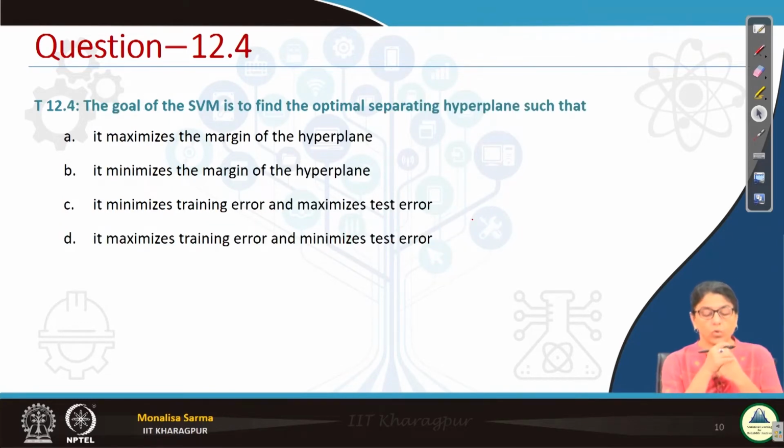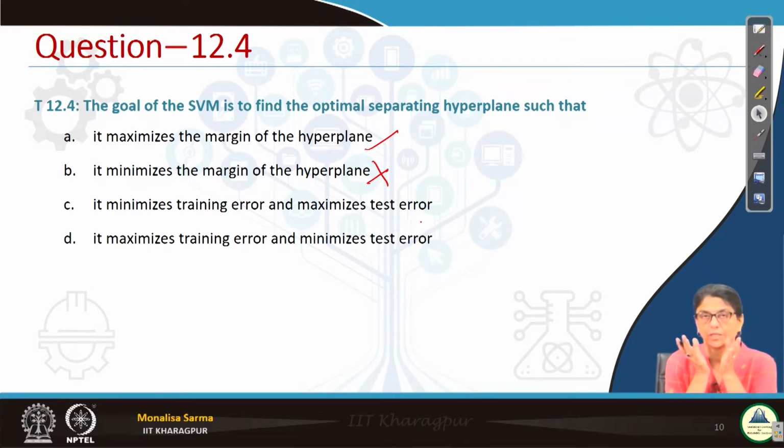Okay, the goal of SVM is to find the optimal separating hyperplane such that what? Our goal is to find the maximum margin hyperplane. It maximizes the margin of the hyperplane, or it minimizes the margin of the hyperplane? That is definitely not. Or it minimizes training error and maximizes test error?